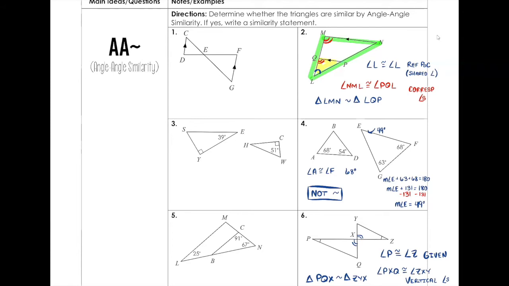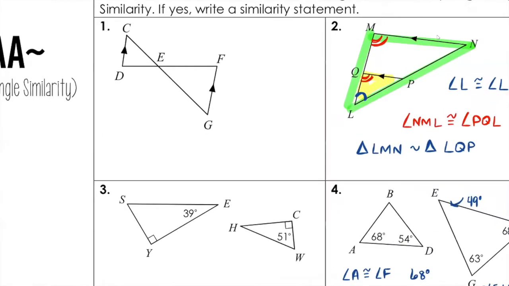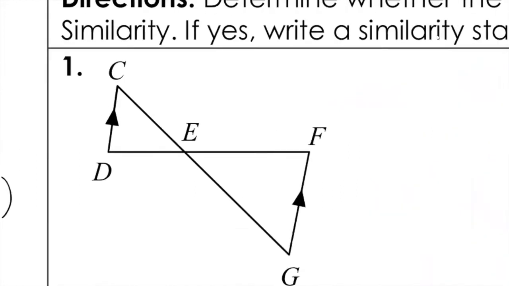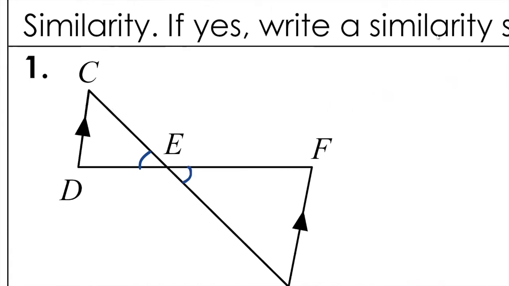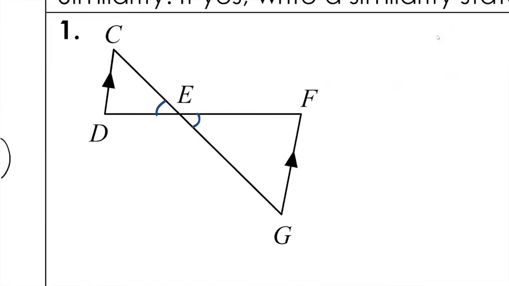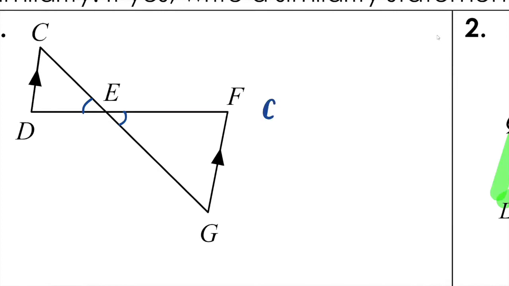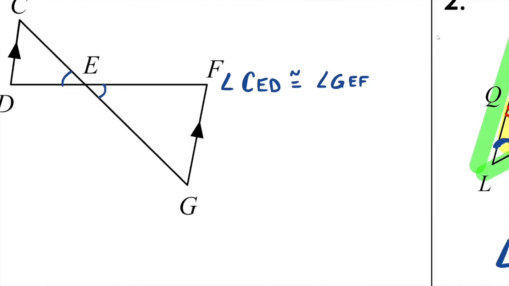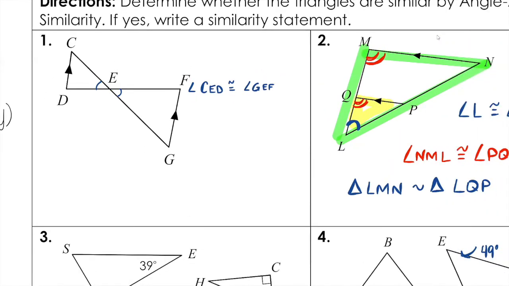So we look at number 1. Do we have any angles that jump out at us as congruent? Okay, so we've got the vertical angles. We've got these angles in here. How would I name those angles? CED. We have to be specific. And then GEF. How did we know those were congruent? Because they're vertical.